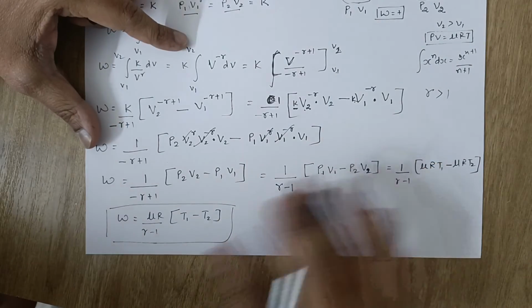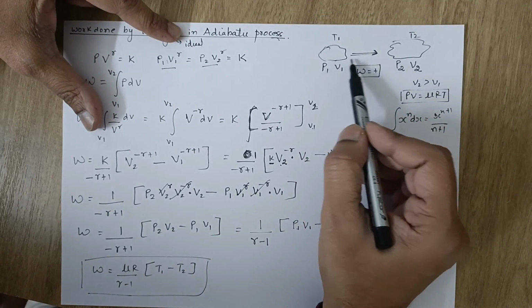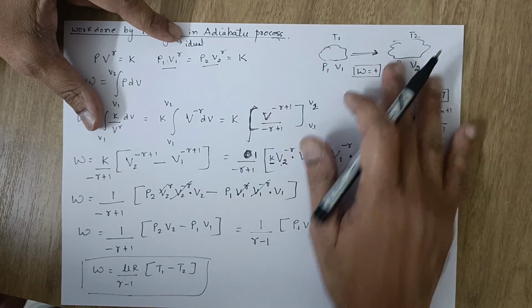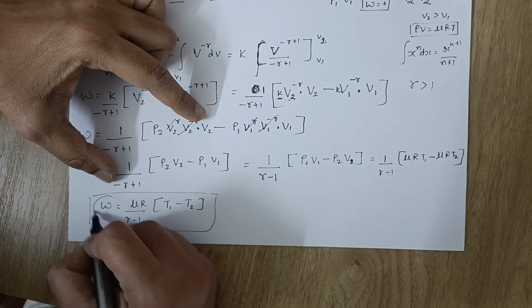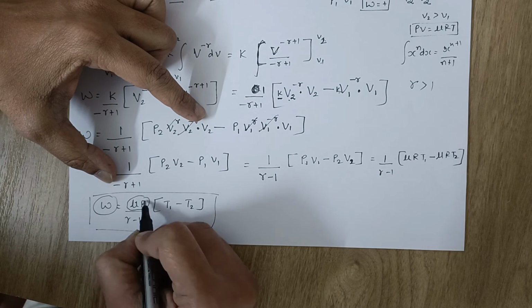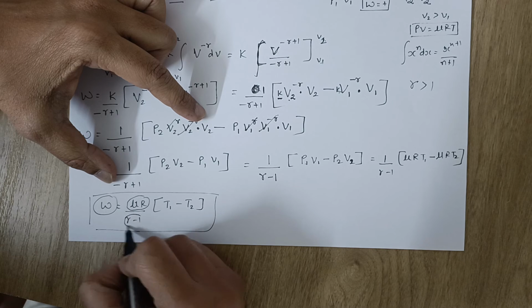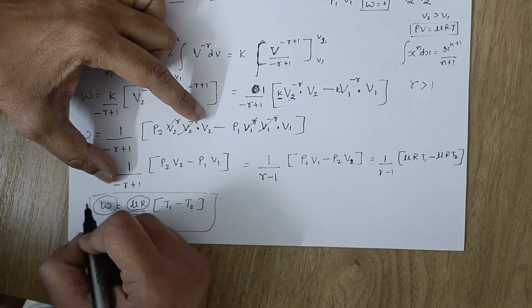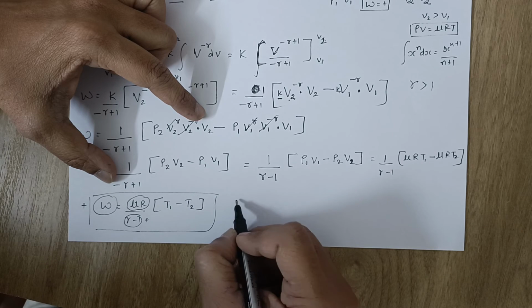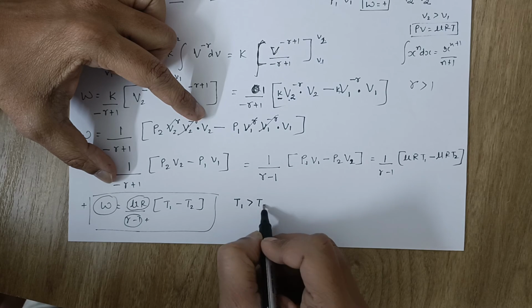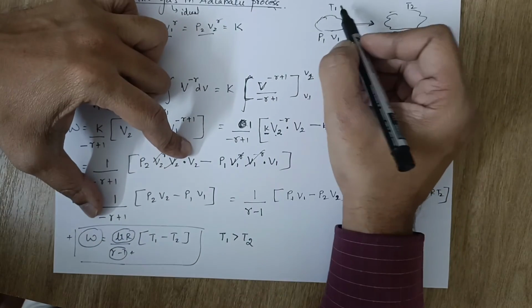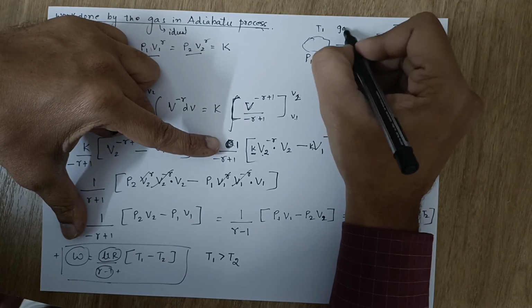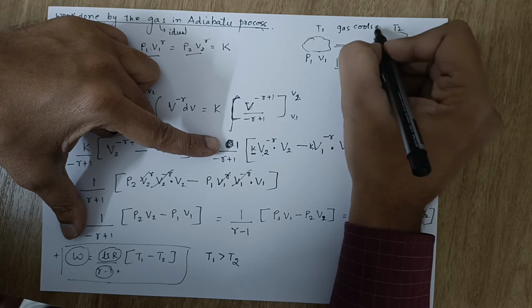Now let's analyze this one. Since we had considered a case of expansion, work done is positive, because in case of expansion work is always done by the gas. So this is positive. Now this part is positive because mu and R are positive, and gamma minus 1 is going to be a positive number. This means this has to be positive in order to get this number positive. And this can only happen when T1 is greater than T2. That means the initial temperature was larger and the final temperature was smaller. That means the gas cools down.